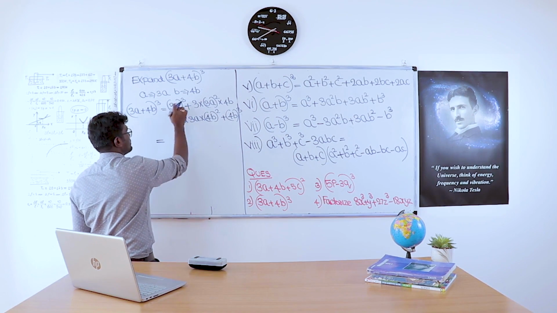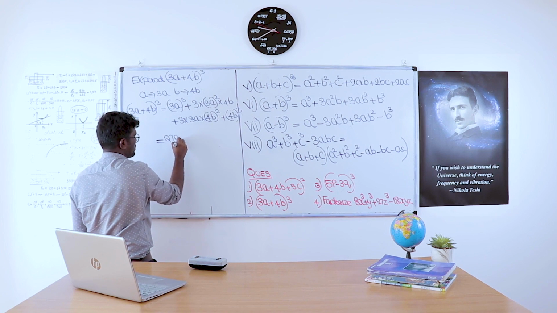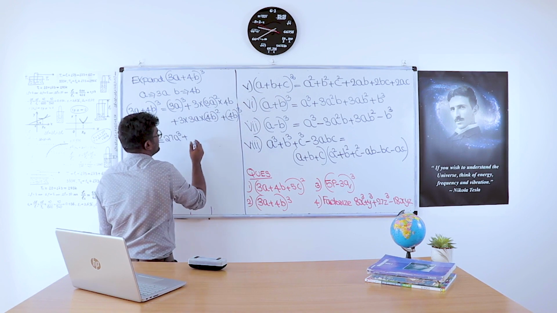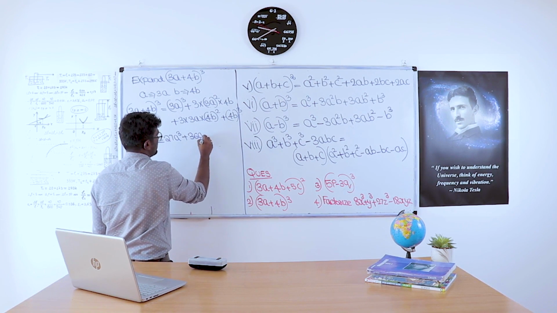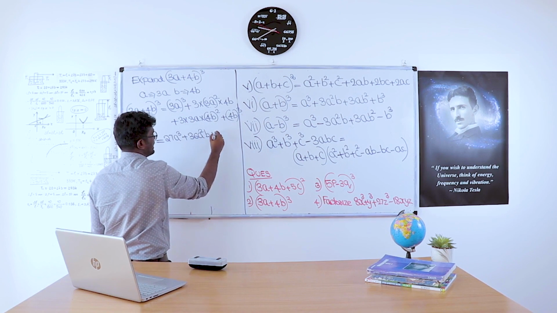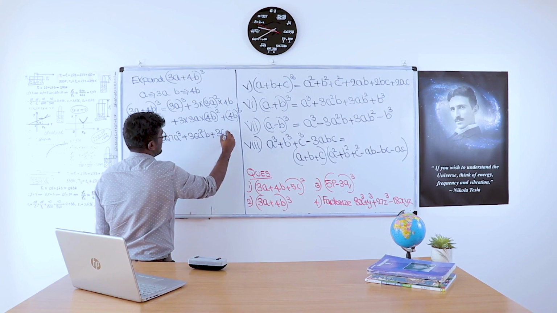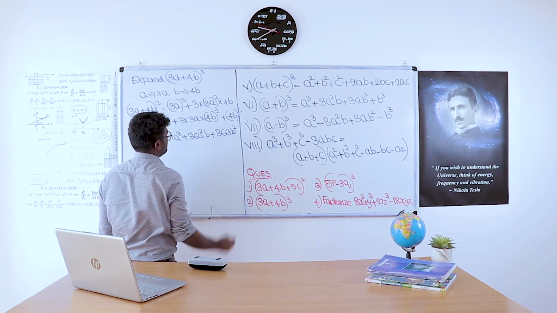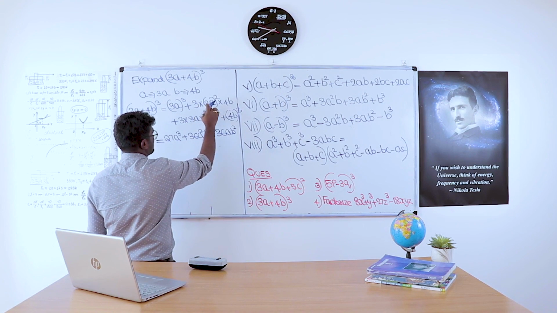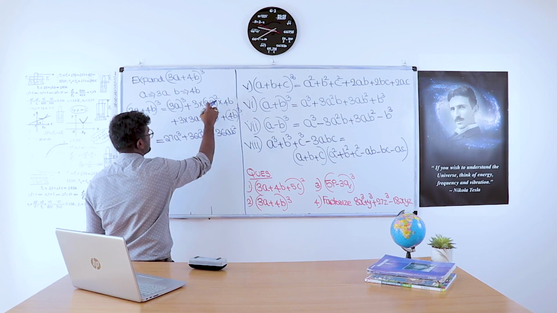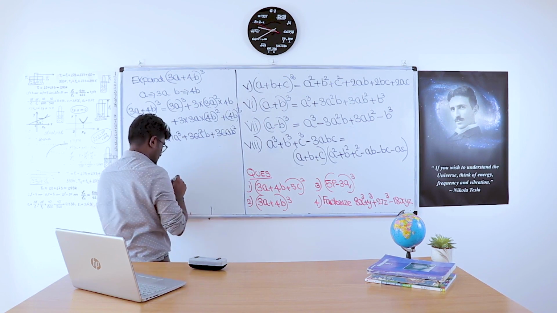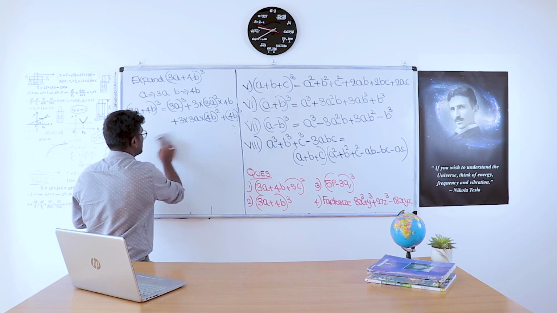So that is equal to what is 3 cube? 27a cube, plus 3 into 3 9, 9 into 4 36, 36a square b, plus 3 into 3 9, 9 into 4 36, 36ab square. No, here there is a mistake regarding that. You have to open the bracket itself.